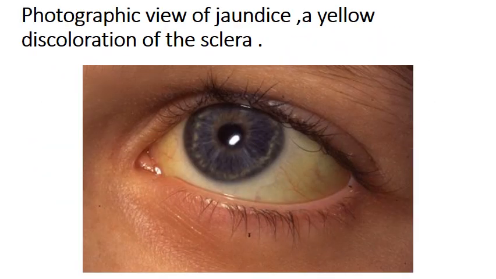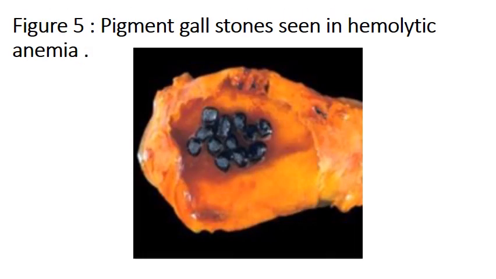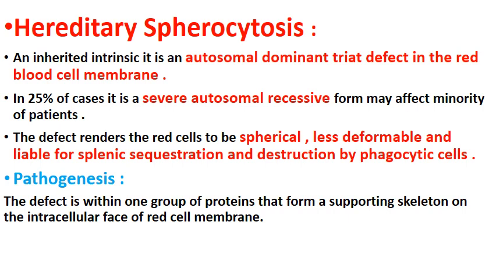This is a photograph of a patient with jaundice, yellow discoloration of the sclera, which is also seen in patients with hemolysis. Also, in hemolytic anemia, the incidence of pigmented or bilirubin gallstones increases.